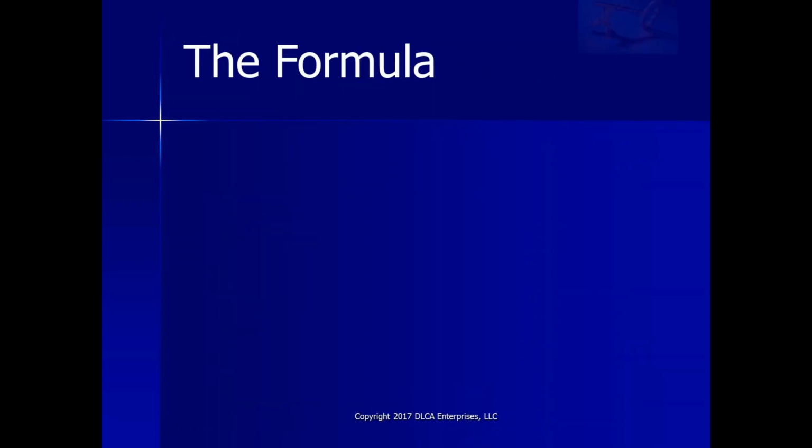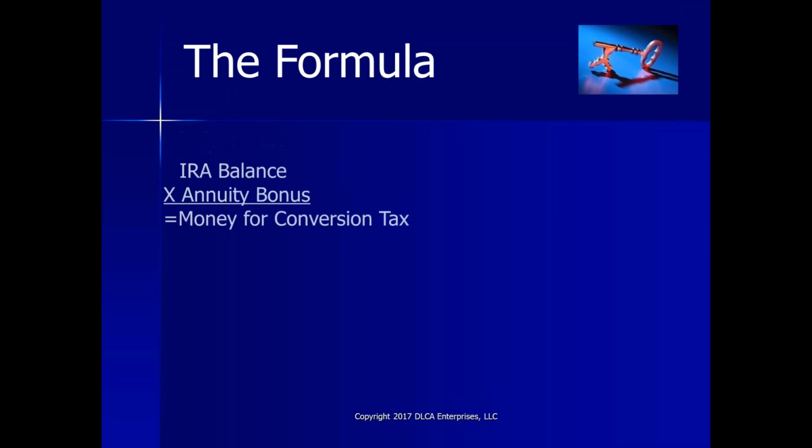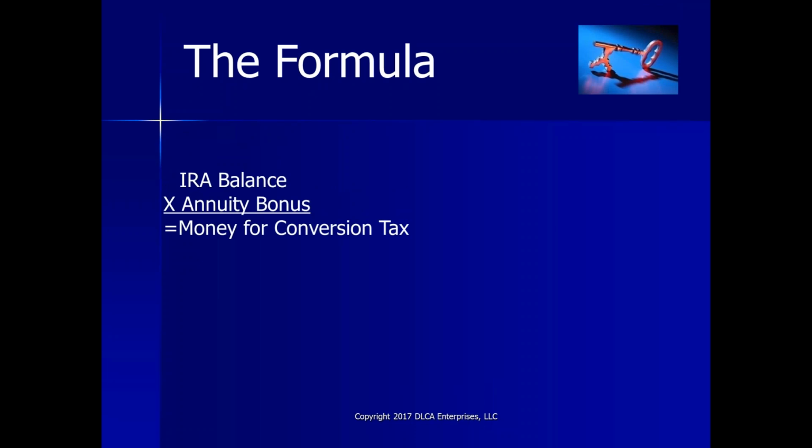Now, what I'm going to do is show you the formula. This will apply to any amount of bonus. It's going to apply to any tax bracket, but we're going to keep it simple. Here's the formula. You take the IRA balance times the annuity bonus equals the money for conversion tax. Then you divide that by their tax bracket, and that's going to equal the amount that they can convert to a Roth without having to go into their pocket to pay the conversion tax.